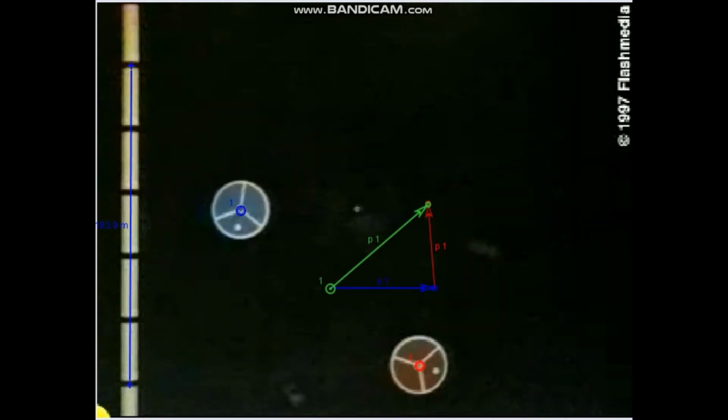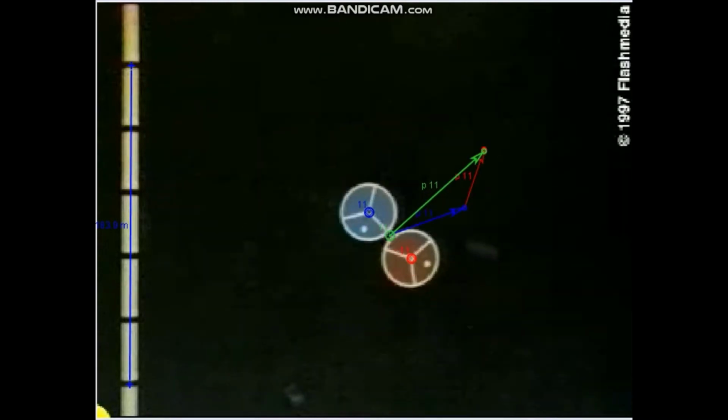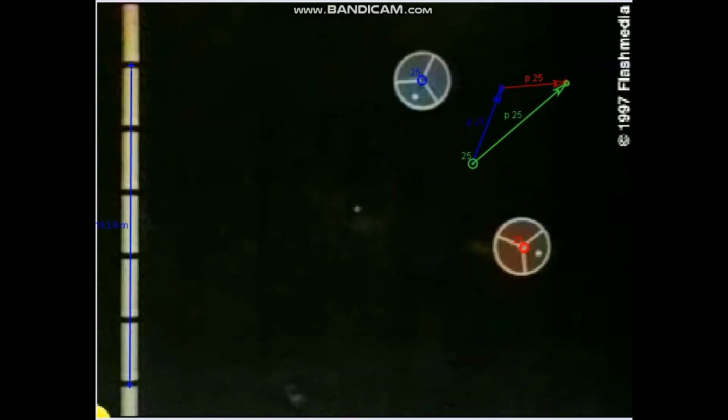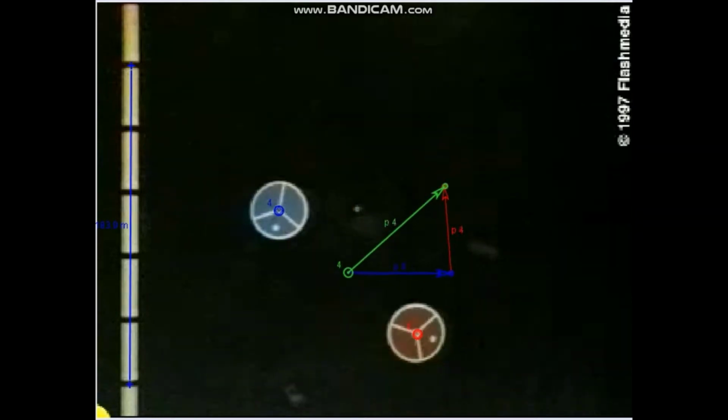Another thing hopefully you'll notice about the green vector is that it remains constant before and after the collision, which shows that the total momentum is conserved in 2 dimensions. Its horizontal component and its vertical component remain the same, even though the blue momentum vector and the red momentum vector are different before the collision and after the collision.